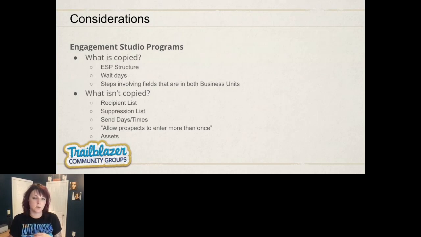Those settings you configure at the top of the Engagement Studio. And it's not going to configure your assets like your emails or your landing pages or forms that you're checking. That's typically because those assets are going to have a different ID, so the bulk asset copy flow can't really tell what is the equivalent in the other business unit.